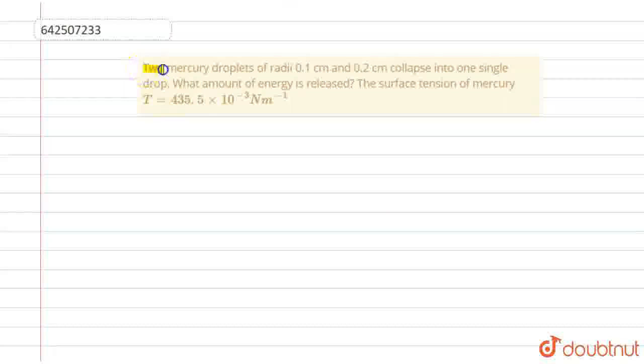Hello students, here is a question. Two mercury droplets of radii 0.1 centimeter and 0.2 centimeter collapse into one single drop. What amount of energy is released? The surface tension of mercury T is equal to 435.5 into 10 raised to the power minus 3 Newton per meter. So in this question, you have to find the amount of energy released.